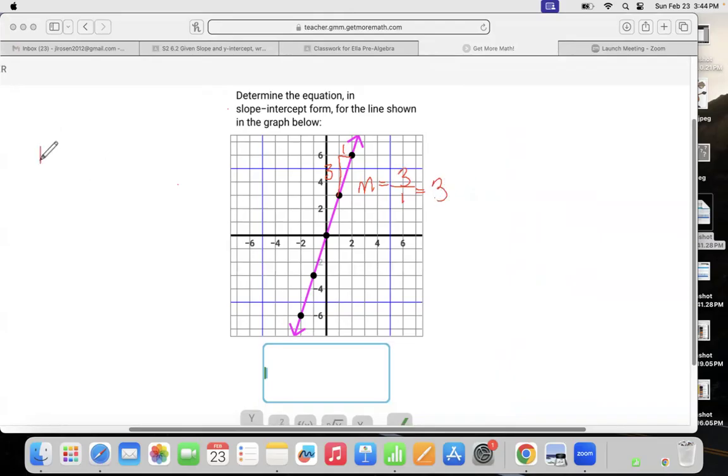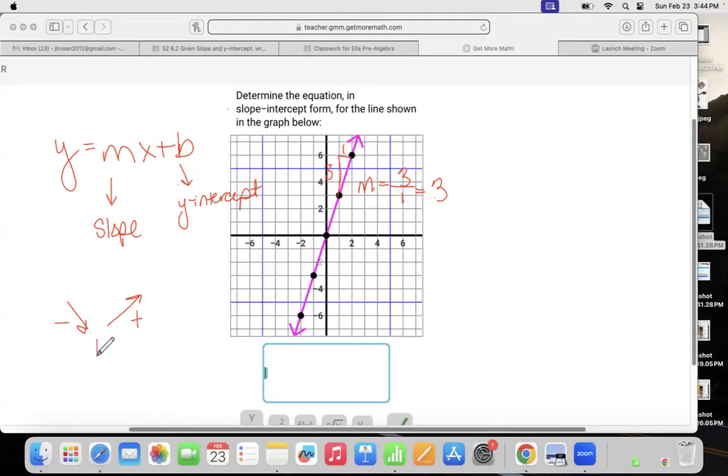Okay. Now, we've been talking about y equals mx plus b, which is slope-intercept form. Slope and the y-intercept, right? So it's slope-intercept form. So we already know our slope because we already counted up 3 over 1. And remember our slope guy, right? The slope face helps us remember which one's positive, which one's negative, undefined, and 0, right?